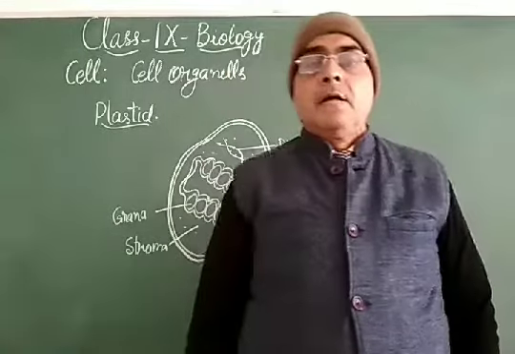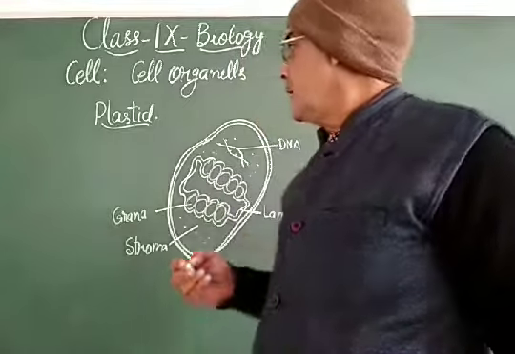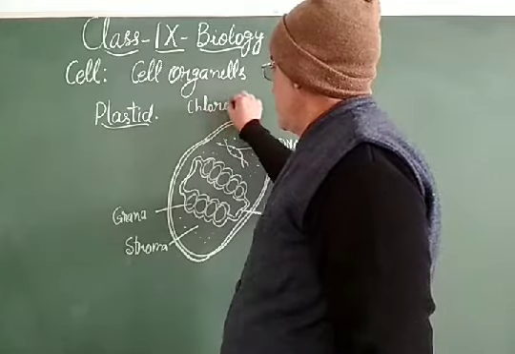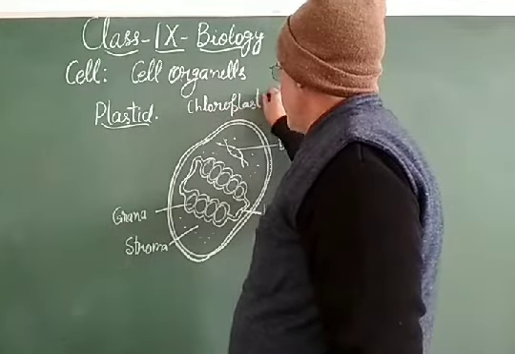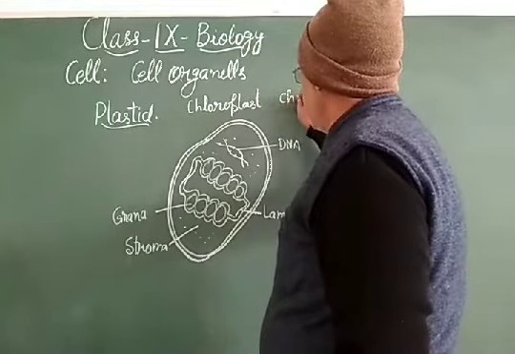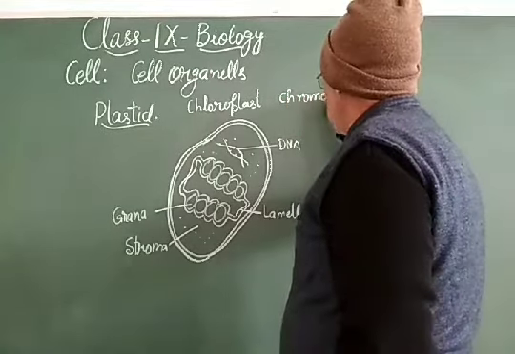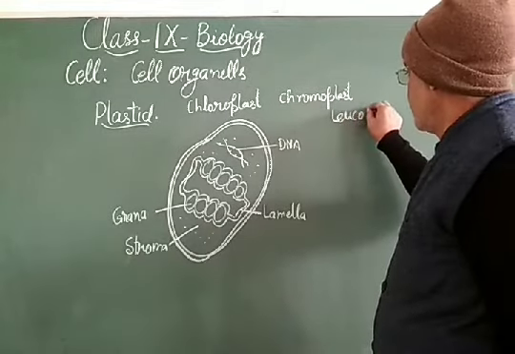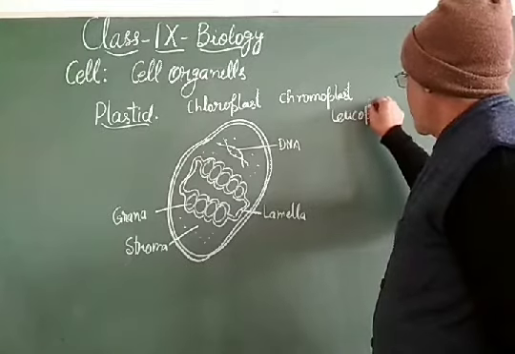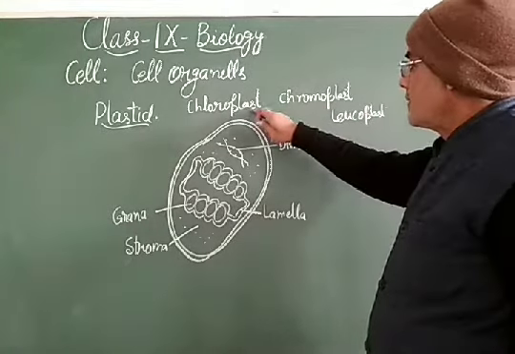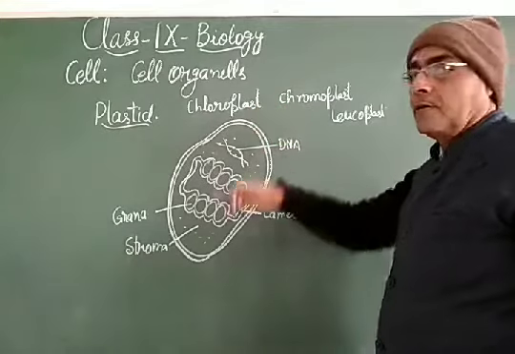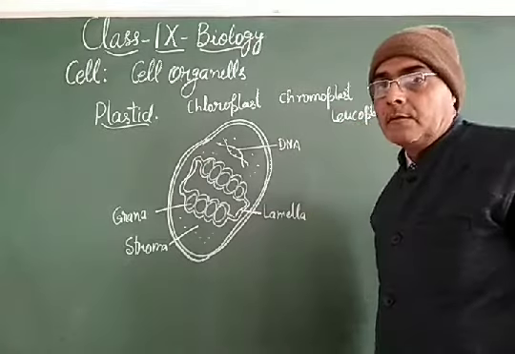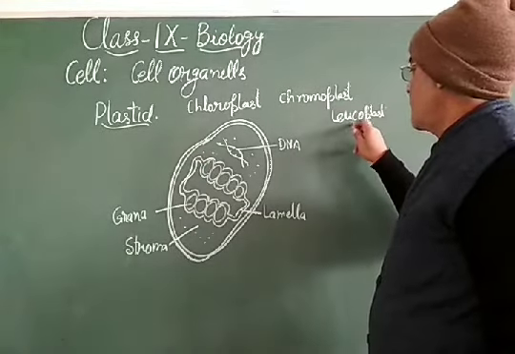My dear students, the plastids are of three types: chloroplast, chromoplast, and leucoplast. Dear students, this chromoplast and chloroplast are found in the leaves and stem of the plants, while the leucoplast is found in the roots. And in leucoplast, there is no color pigment.